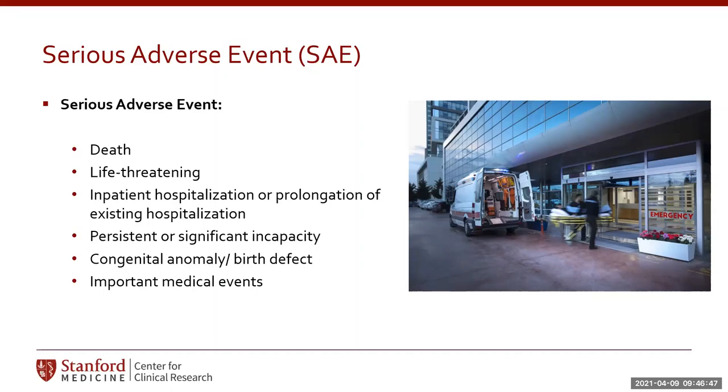Examples for that would be allergic bronchospasm requiring intensive treatment in an emergency room or at home, convulsions that do not result in inpatient hospitalization, or development of drug dependency or drug abuse. So all of those would be examples of an other important medical event that would still be considered a serious adverse event. So all of you who chose none of the above were correct. Moving on.